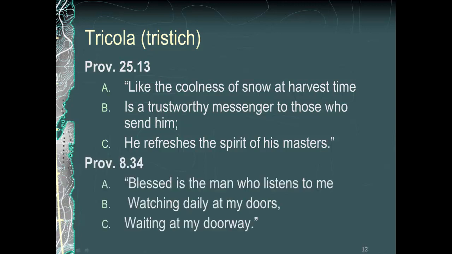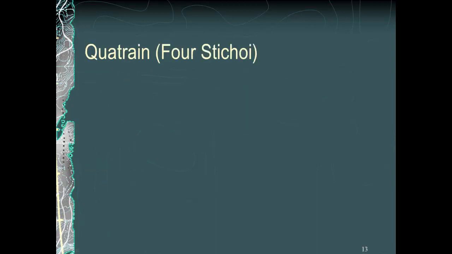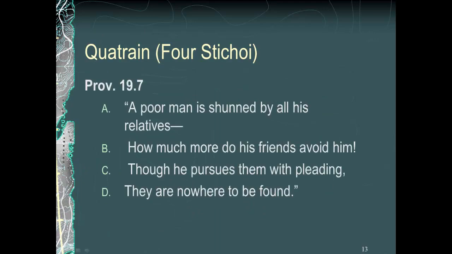Go ahead and read this other example from verse 34 of chapter 8. Once again, notice that there are 3 parts to this verse. 3 kola. It is called a tricola or tristic verse. Occasionally we find 4 kola or 4 stikoi, 4 stitches. Chapter 19, verse 7 offers an example with 4 parts.